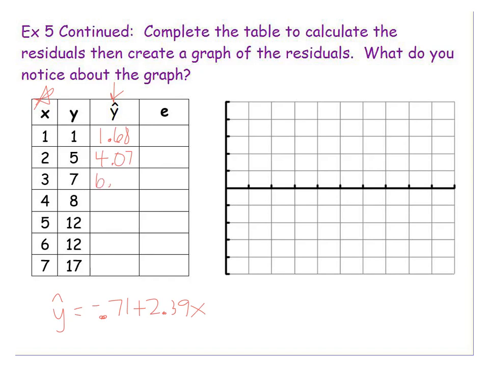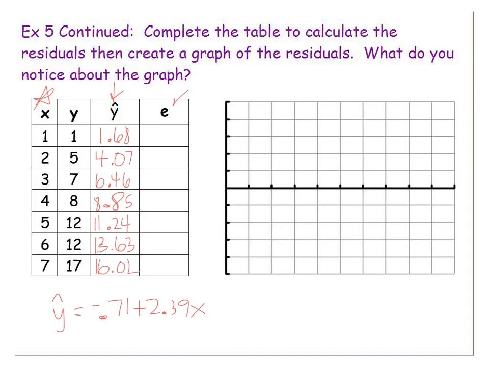When you start up the video, we'll check your answers. Okay, so you should have gotten 6.46 and 8.80. My pen's being dumb. 8.85, there we go. 11.24, 13.63, and finally 16.02.